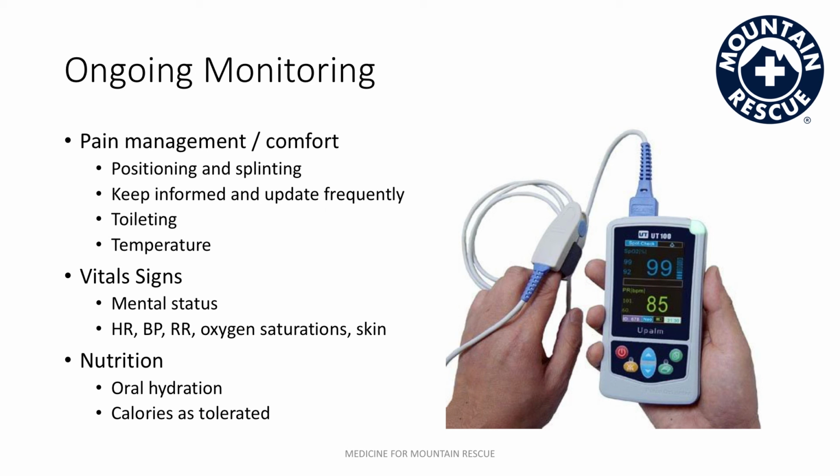And then ongoing monitoring, especially for either medically sick or traumatically injured patients, or if carryout is going to be more than an hour or two, it's important that we continue to reassess their pain management and their comfort. People shift in their litters, splints shift and change. So how can you position the patient and the splinting to make it optimal for comfort and for stability, keeping them informed and updated frequently about what's going on, making sure that we're readjusting toilet needs frequently, and then making sure that they're either not too hot or too cold and they're not becoming increasingly hypothermic.